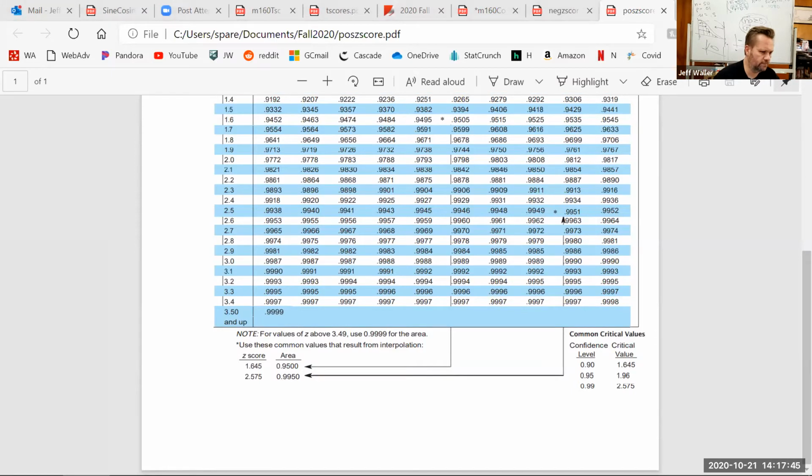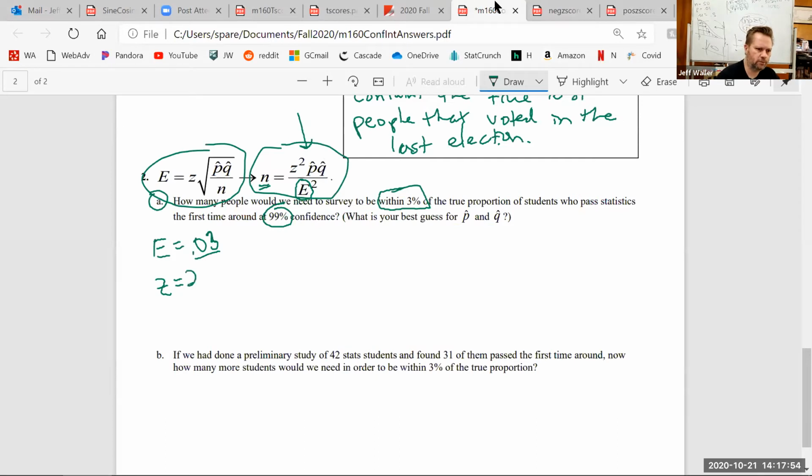You guys see that? All right, what's going on? Why are you? There you go. Okay. So let me come back to this. So I know Z is 2.575.